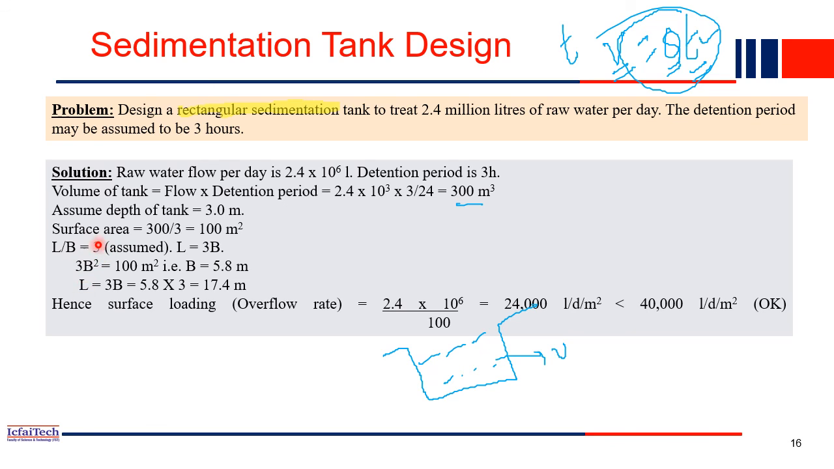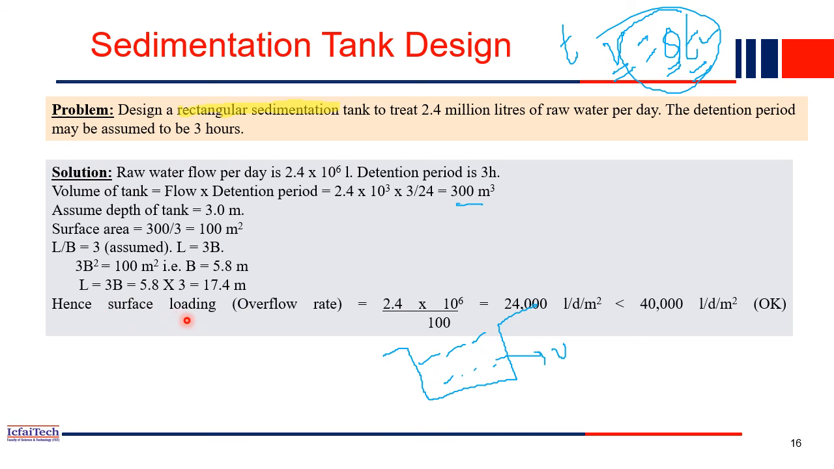So L by B, if you consider 3, then L is equal to 3B. From there you can easily compute the value of B and the value of L. So B will be 5.8 and length L is 17.4, right? Now we have computed the dimensions of the sedimentation tank. The height we already assumed, that is 3 meter. Length is already computed, 17.4 meter, and the breadth B is already computed, 5.8 meter. So with all these design parameters, the designing is completed.